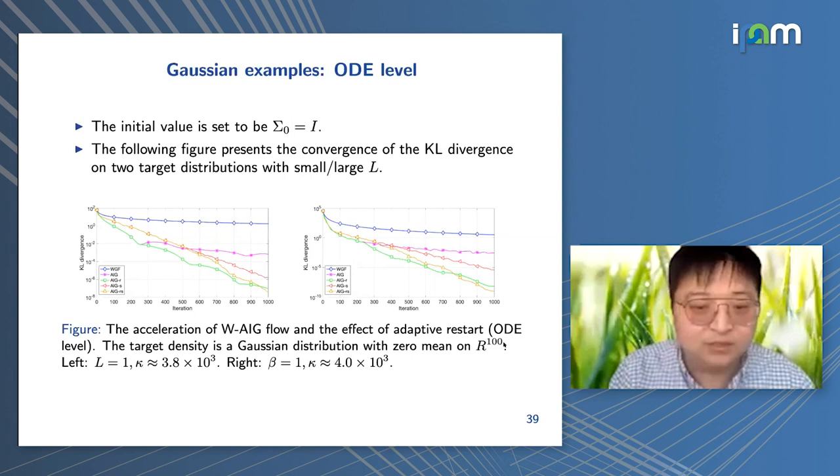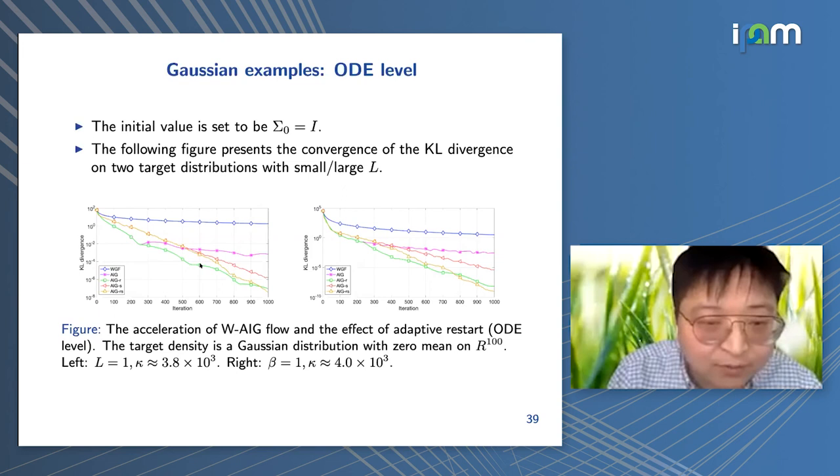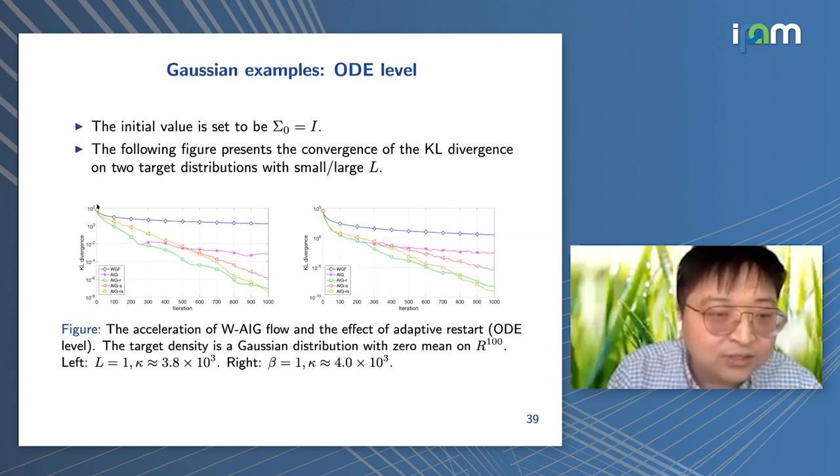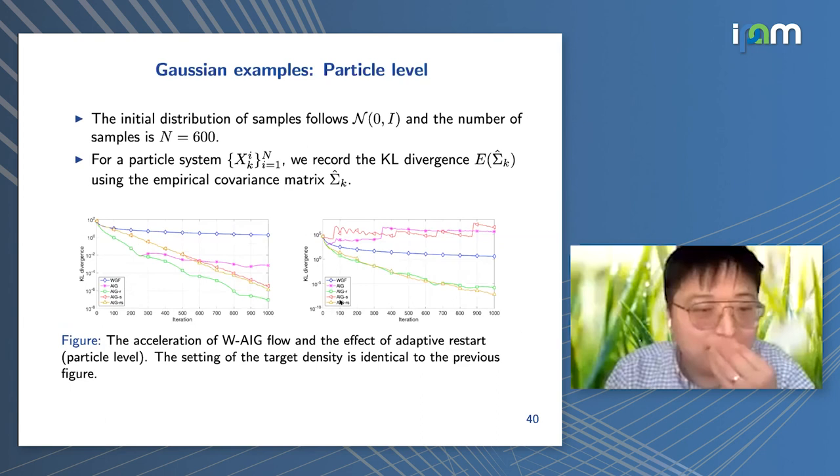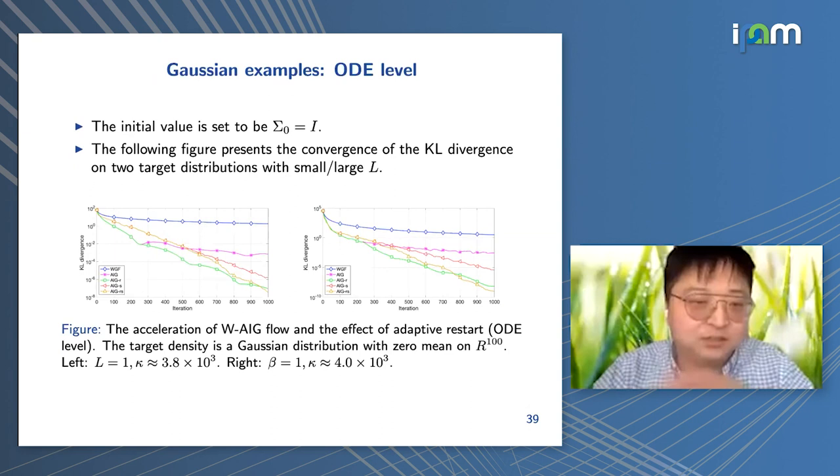And we compare with the AIG flow, so it behaves very much like the accelerated flows. This is the iteration number, and this is the function value. So our flow, the AIG flow, is better than the gradient flow. Similarly here for two examples. And on the particle level, a similar thing happens. The ODE level is super fair because we write everything in closed form solution. No stochasticity, no nothing, just comparing the decay.